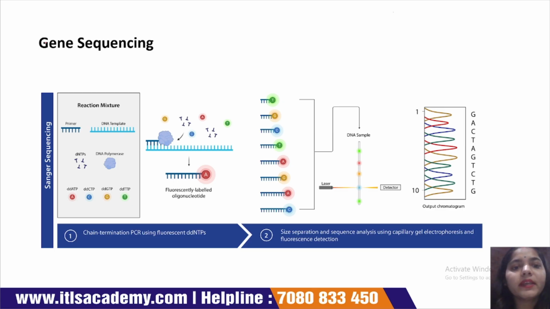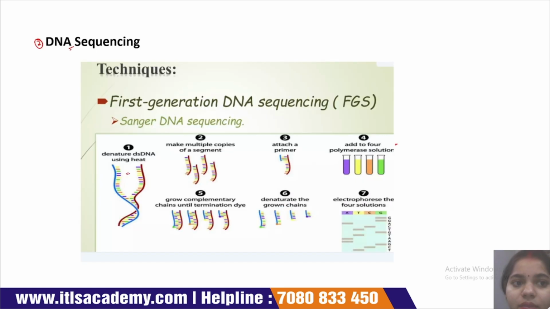Now we discuss the next method, that is genome sequencing, DNA sequencing. First we discuss the first generation DNA sequencing method, that is the Sanger sequencing method. With the help of this diagram we understand how we perform the Sanger DNA sequencing method.